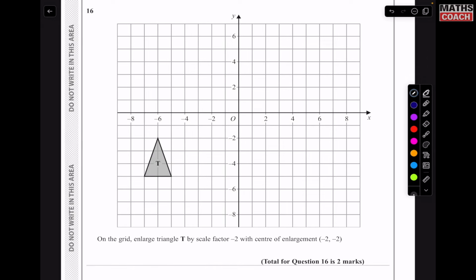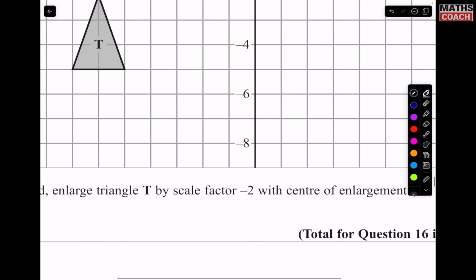Question 16. On the grid, enlarge the triangle T by a scale factor of -2 with the center of enlargement -2, -2. Right, so just be careful with this one. The scale factor is a negative, which means you do the opposite. So if it's going forward, you go backwards. If it's going up, you go down. I'll show you what I mean by that.